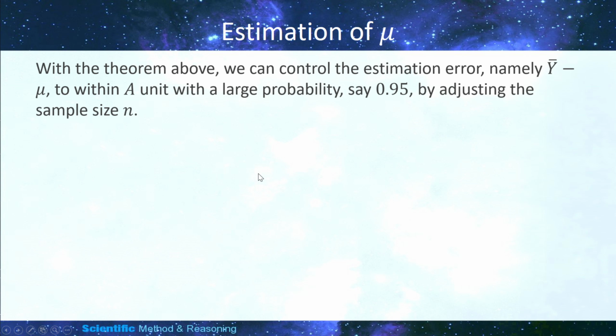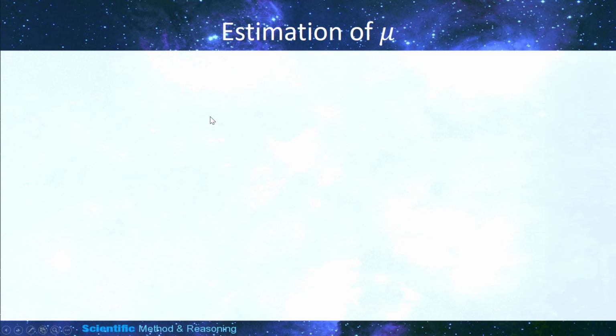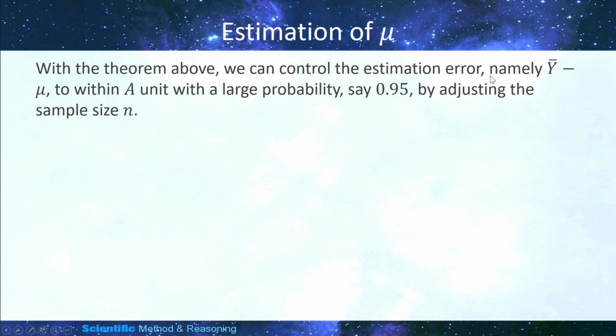Okay, so therefore, with this normal theorem, we can control the estimation error, namely y bar minus mu. Why do we call it error? Because we use the sample mean to estimate the unknown population mean. So any deviation between the two represents the estimation error. So y bar minus mu represents the estimation error.